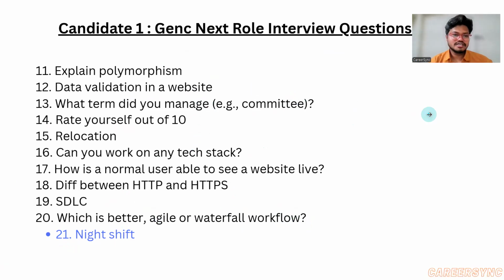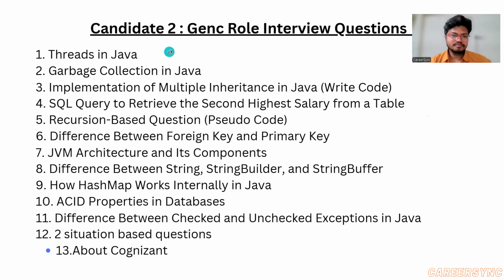We are going to discuss next candidate two. It's for the GenC role. The first questions were threads in Java, garbage collection in Java, implementation of multiple inheritance in Java, and he had to write the code and show how it works. Next, he was asked an SQL query to retrieve the second highest salary from a table. Recursion based questions like pseudocode. He had to write the pseudocode, I think on pen and paper.